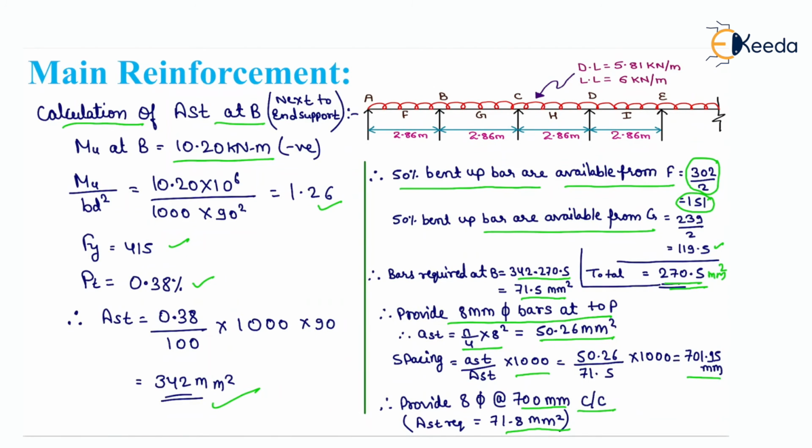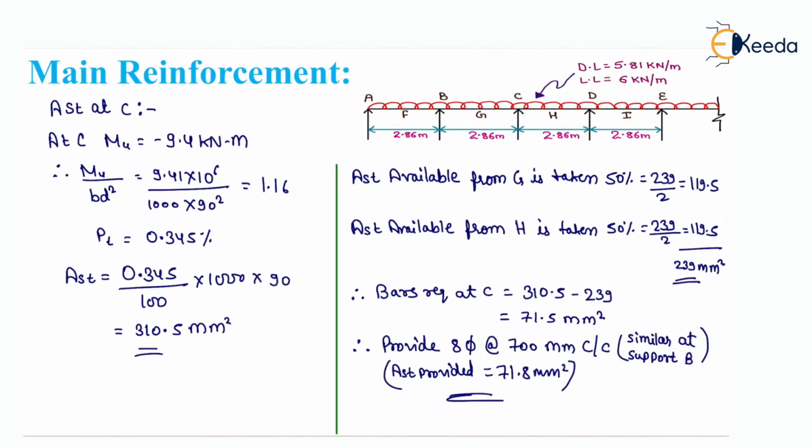Now at C, why is Ast provided at C? Because it is not the same support as B. Since B is next to end support but C is interior support, the bending moment coefficients at the interior support and the next to end support are different. Therefore, at C, Mu equals minus 9.4 kilonewton meter.